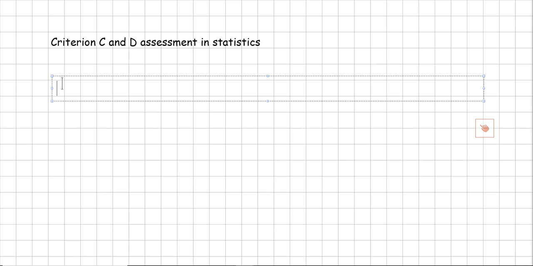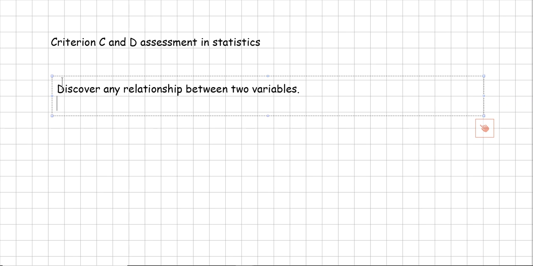relationship. Okay, yeah. So what we're looking to do is discover any relationship between two variables, right? That's kind of what you're looking to do. And you are going to analyze that relationship. So that's basically what it's about.